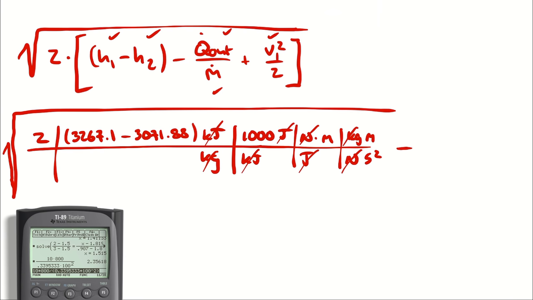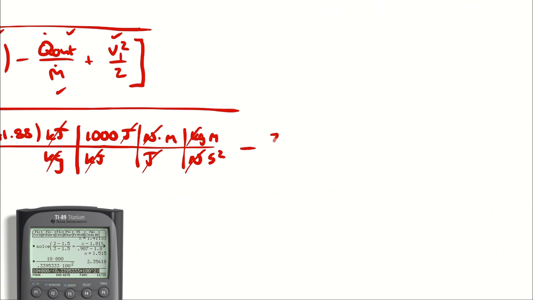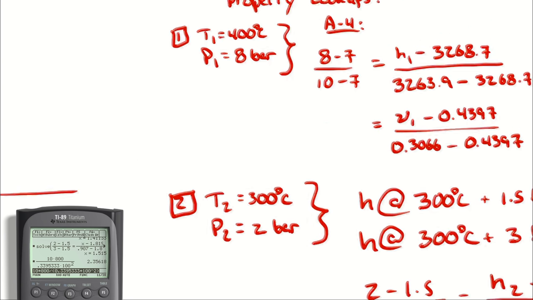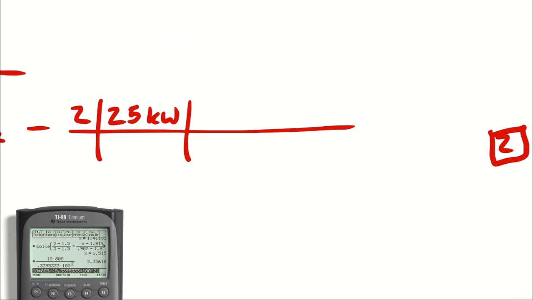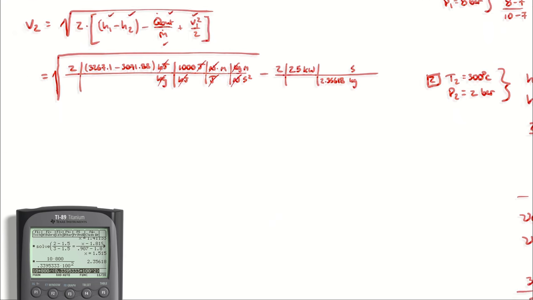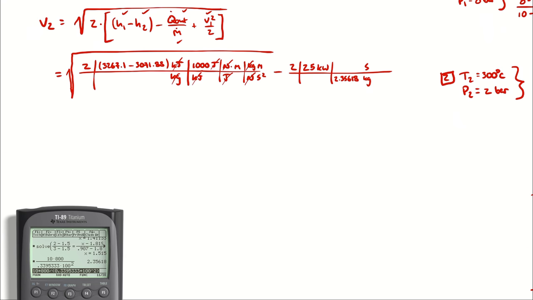Then I'm subtracting. I will carry that 2 over and write that as 2 times 25 kilowatts divided by mass flow rate, which was 2.35618 kilograms per second. We're going to run out of room, so I'll break that into the next line.